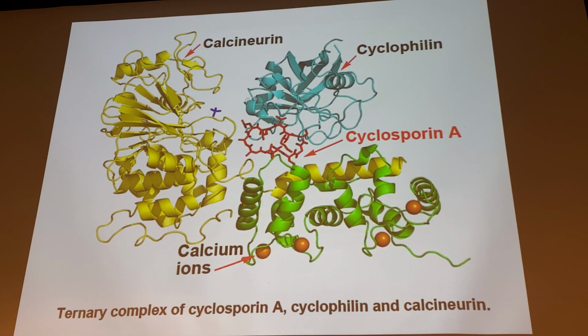T cell proliferation. T cells are part of the immune system. If you can suppress that effect, you can then treat people who have organ transplants and they'll survive.